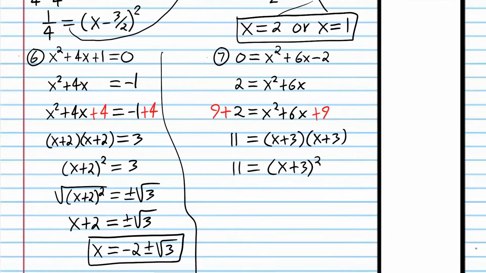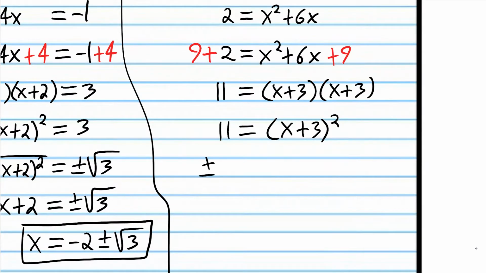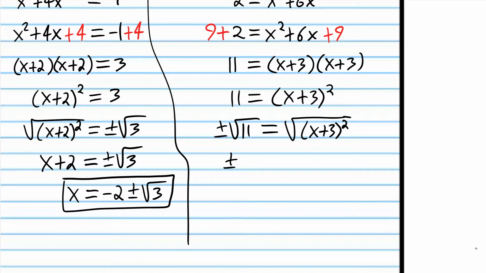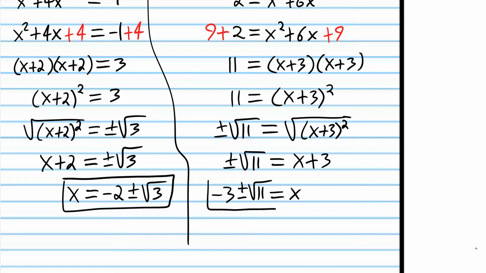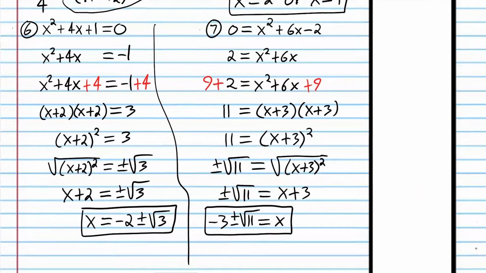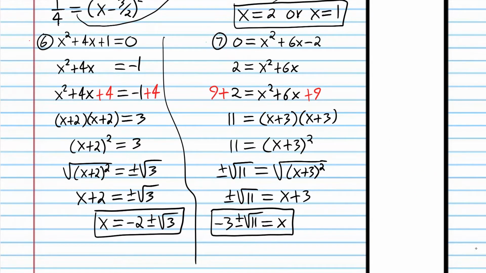And now we want to square root both sides of the equation. And we get plus or minus square root 11 is equal to x plus 3. Subtract 3 from both sides, and we get negative 3 plus or minus square root 11. So if you got those answers, good job. Again, there's two answers, negative 3 plus root 11 and negative 3 minus root 11.